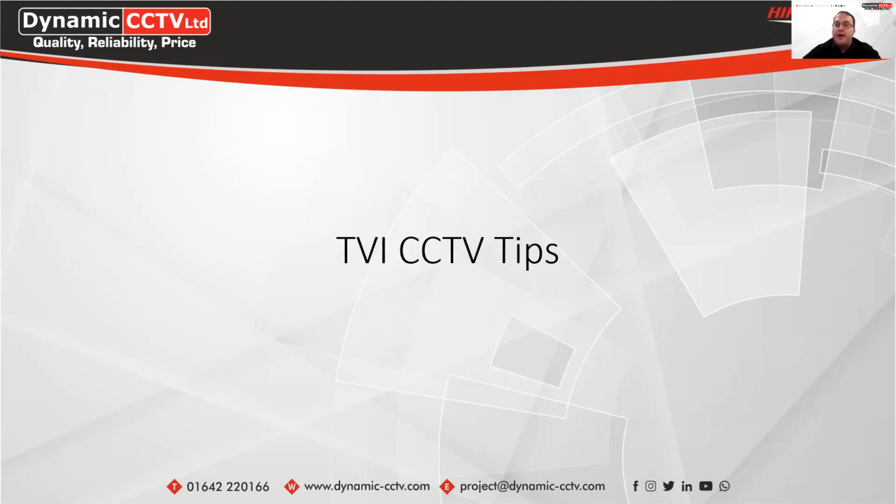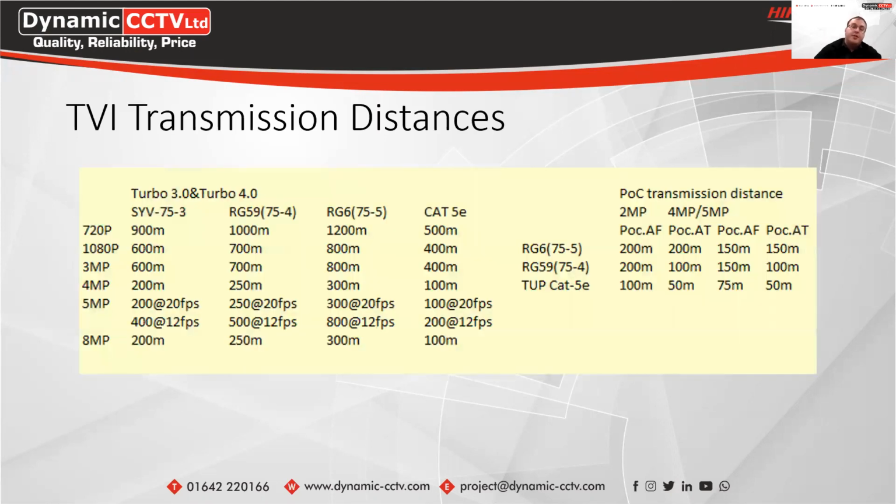So now we're coming on to the TVI side of things. We do get asked a lot about the transmission distances for the TVI systems. This varies depending on the resolution of the cameras you're using, as well as the cabling. Generally with TVI you'd use coax cable, but I know a popular solution is to use Cat5 using baluns, which can reduce the distances you can achieve with those cameras. You can see different resolutions down the left hand side, as well as the cabling and the different distances you can achieve on those cable runs.